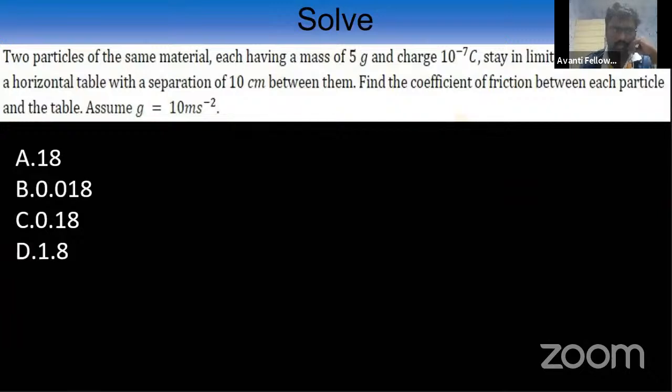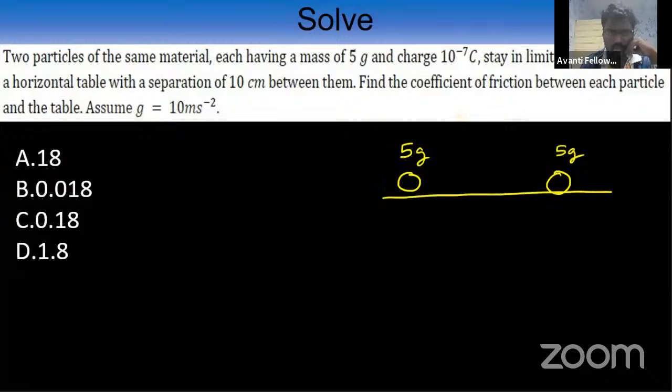So next question, guys. Two particles of the same material, having a mass of 5 gram each, are kept on a table. Now these two are kept on a table, having 5 gram weight and a charge of 10 power minus 7 coulomb each.